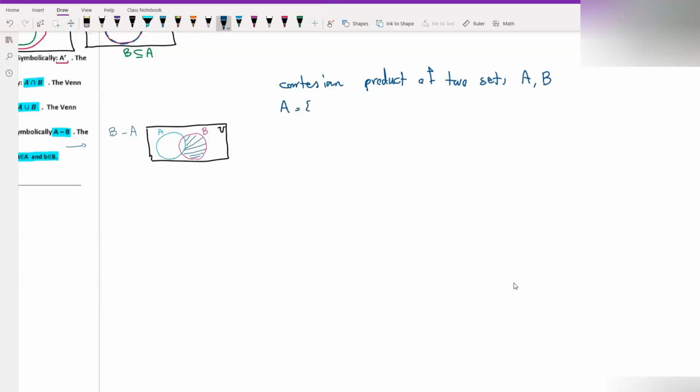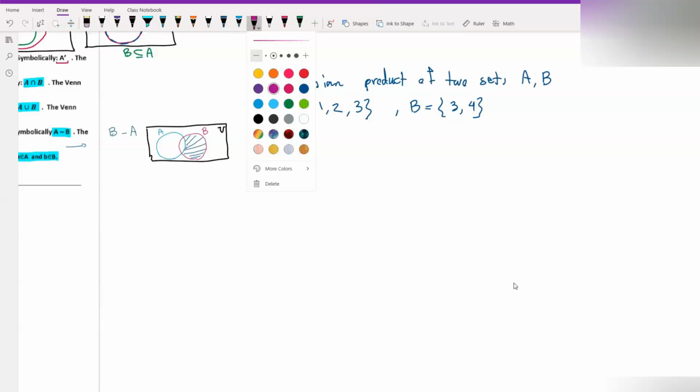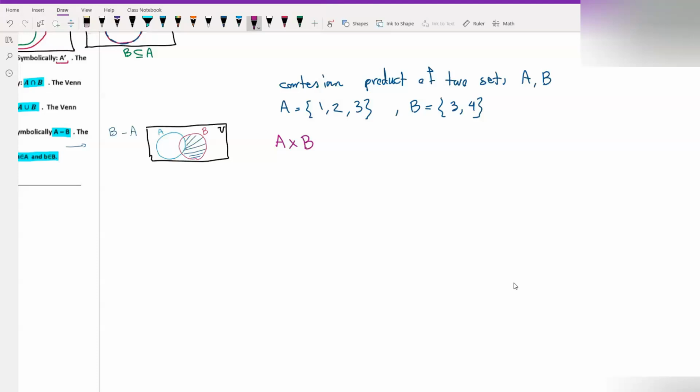So our A was 1, 2, 3, and B is 3, 4. So this is given on that part. Now finding A multiplied by B. Starting from left, when I have A multiplied by B, I'm going to list the members that I have for A first, 1, 2, 3. And here for B, we have 3, 4.